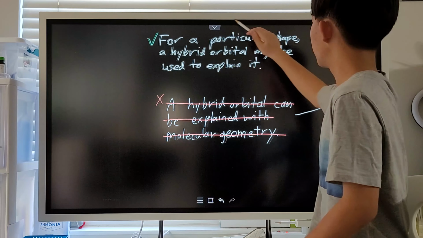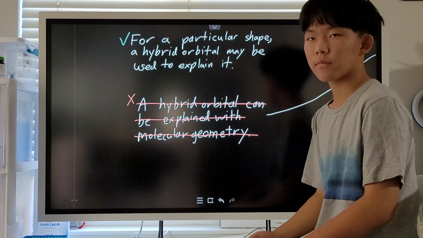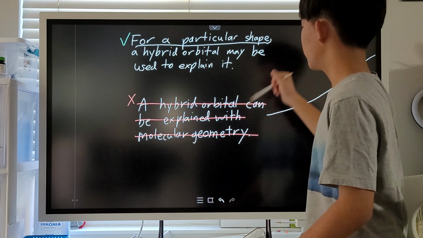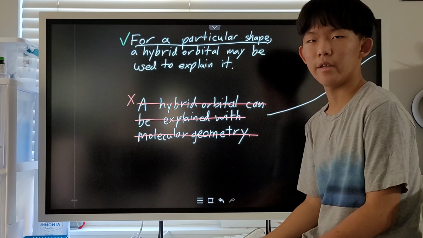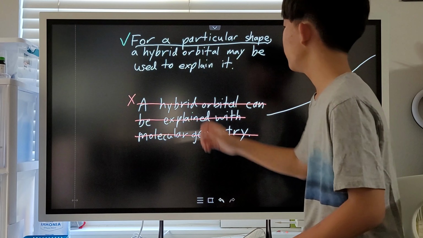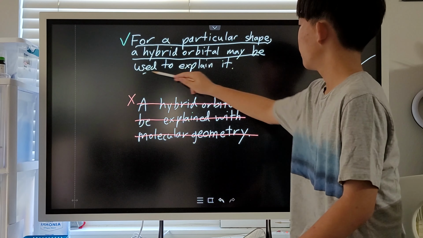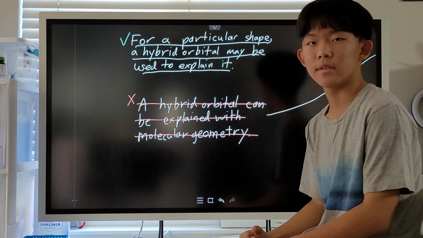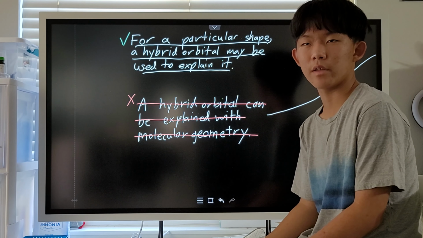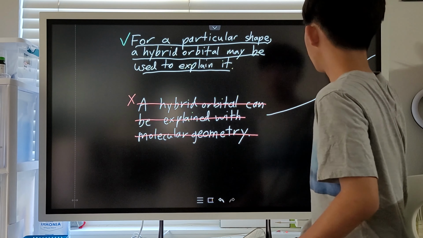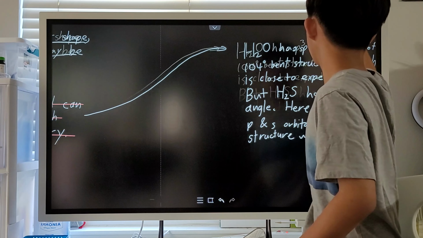And also, here's something I want to talk about. For a particular molecular geometry, we can explain it using hybrid orbital theory. You can use that. But there's a problem. The reverse statement, that is, a specific hybrid orbital can be explained with molecular geometry, is false. Let me show you an example of this.